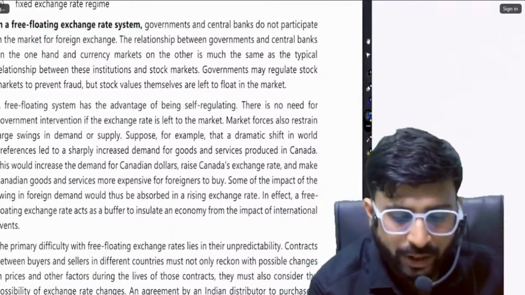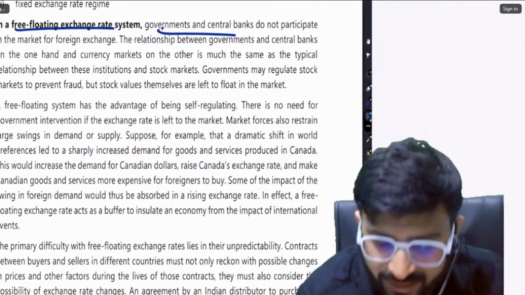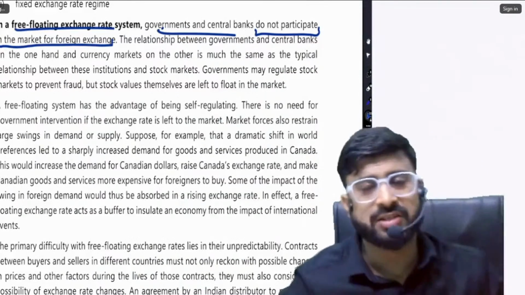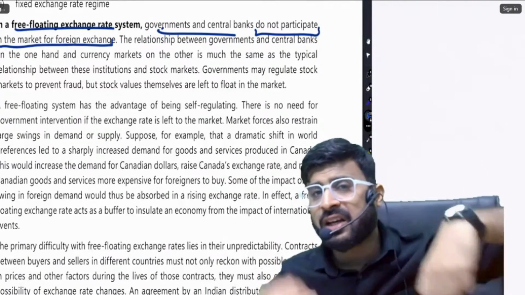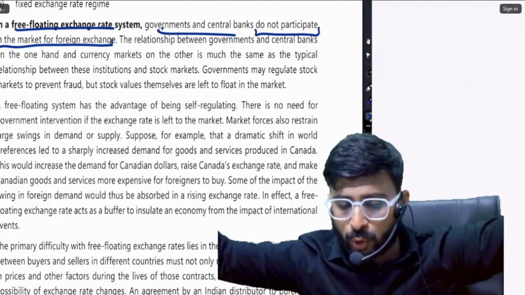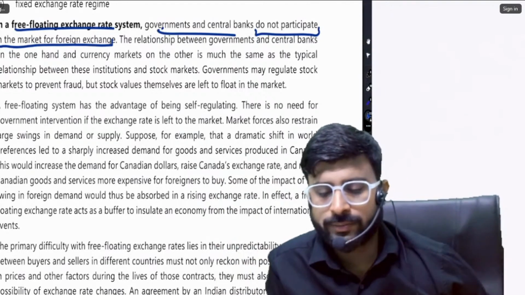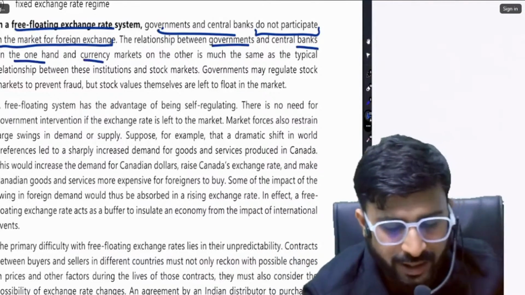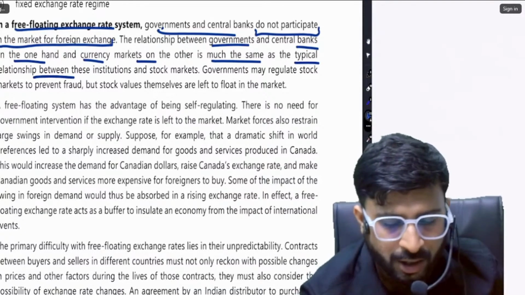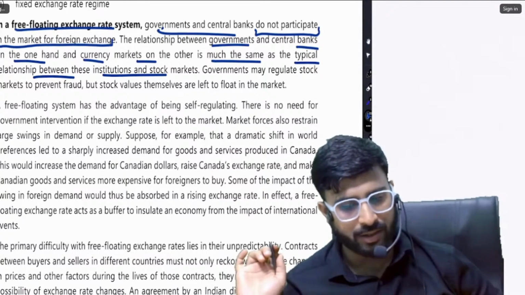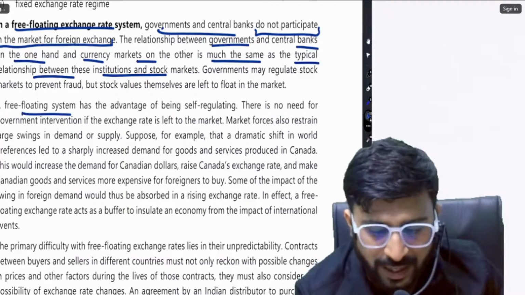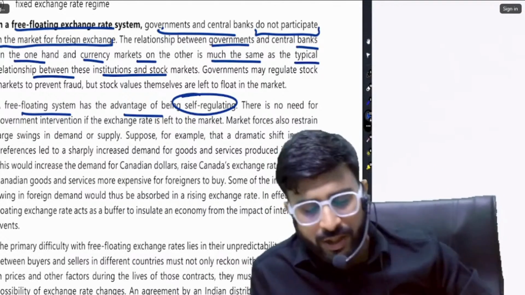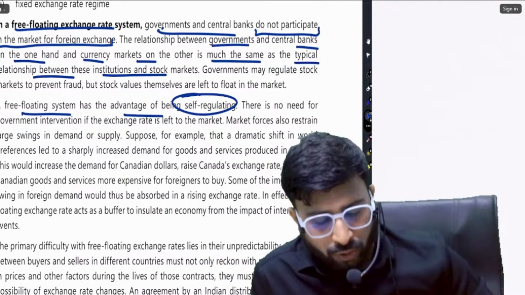In a free float exchange rate system, government and central bank do not participate in the market for foreign exchange. I told you, no interference. Let the child do whatever they want to do. The relation between government and central banks, on the one hand, and the currency market is much the same as the typical relationship between institute and market. So a free float has the advantage of being self-regulating, because nobody is controlling it. Market forces of demand and supply are maintaining it.